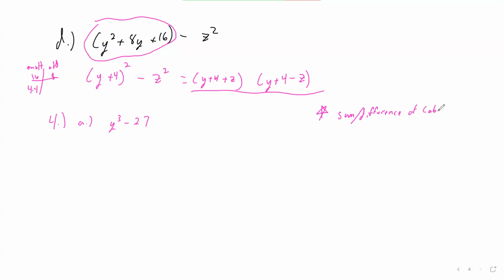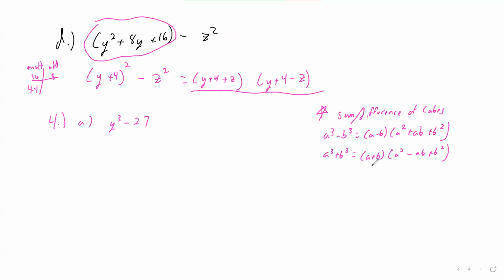of cubes. So a cubed minus b cubed would just be a minus b times a squared plus ab plus b squared. And then a cubed plus b cubed would be a plus b. And then a squared minus ab plus b squared.